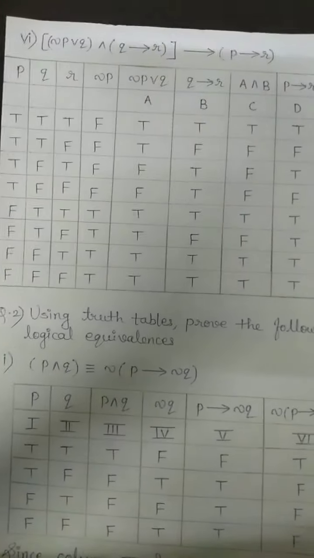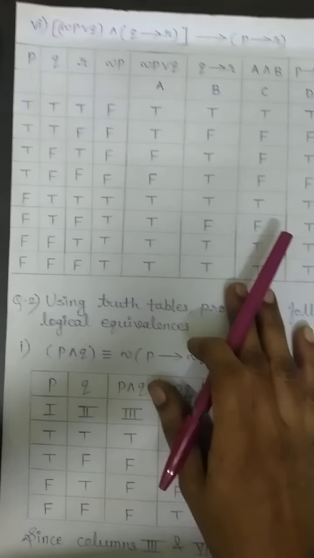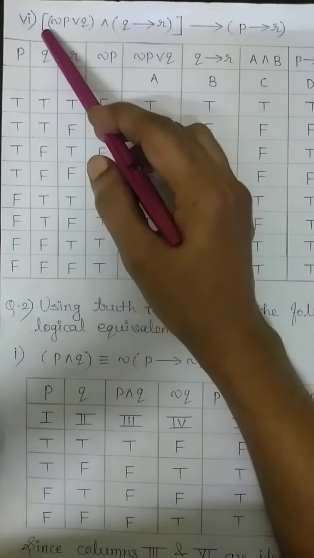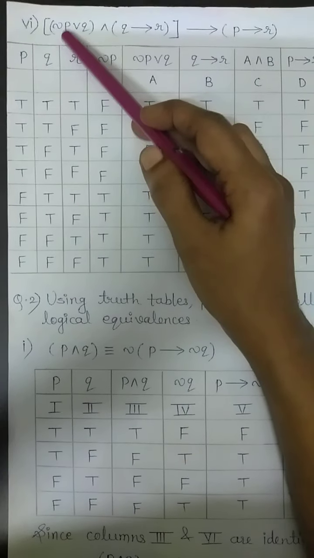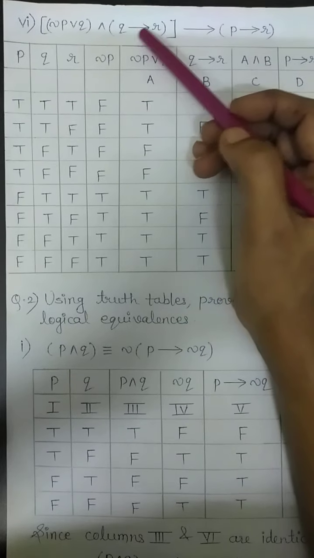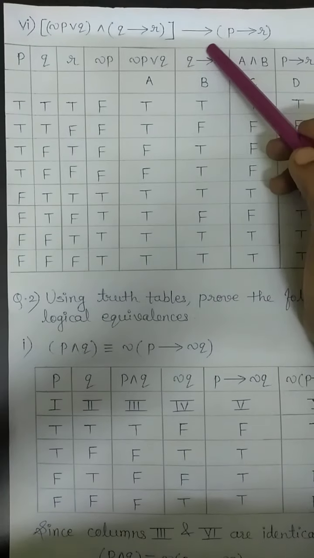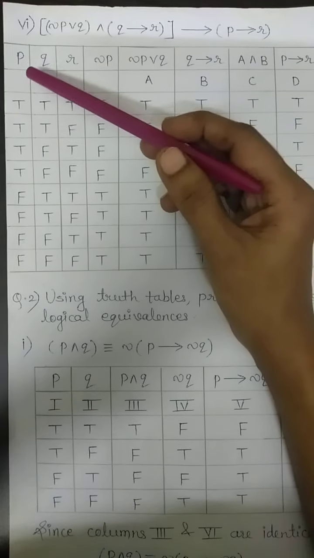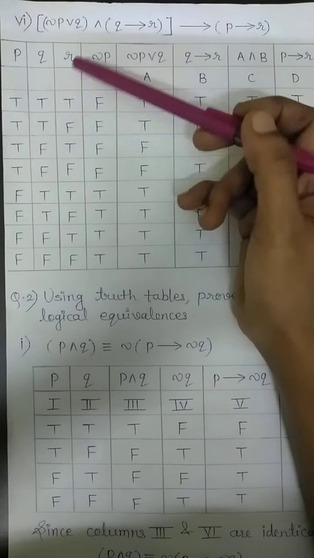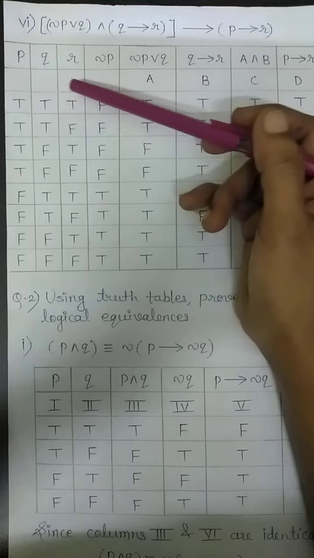Now next, one more question for three statements we are going to consider here. Negation of P or Q, and Q implies R, implies P implies R. Here also three statements are given, so the first three columns will be fixed, that is P, Q, R.